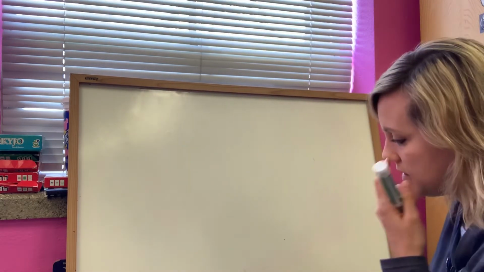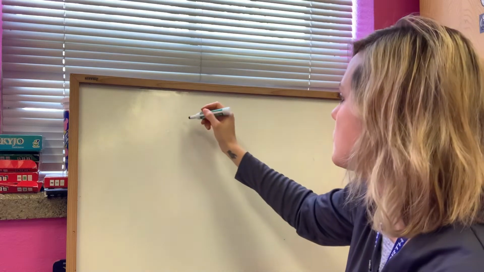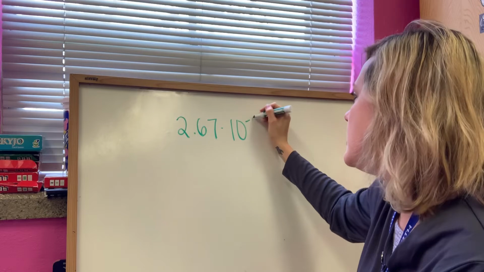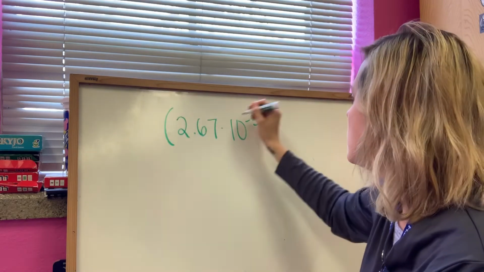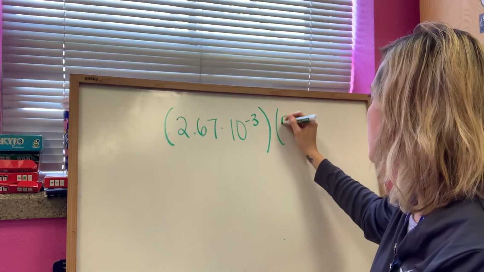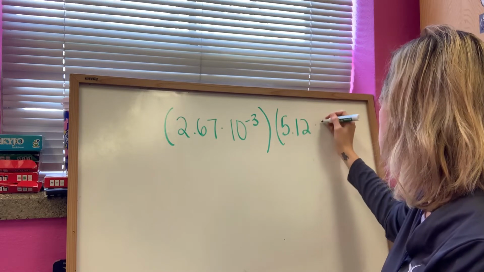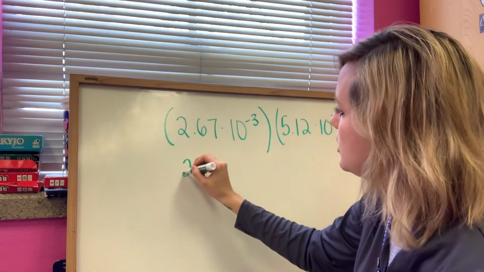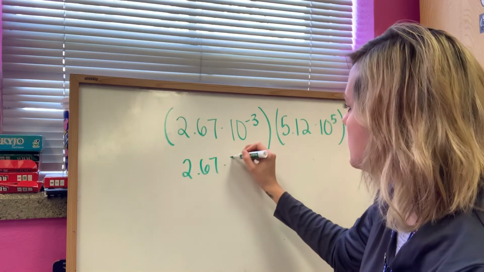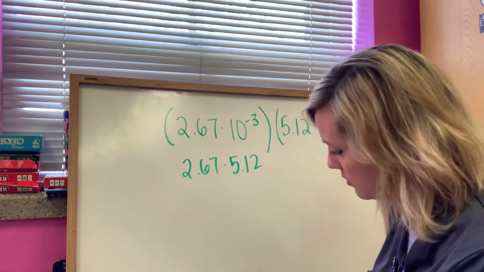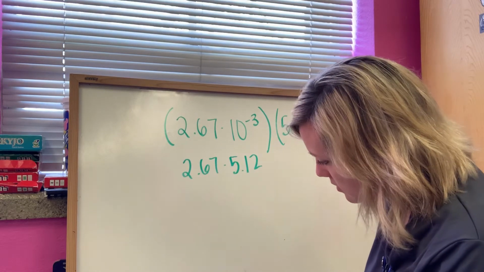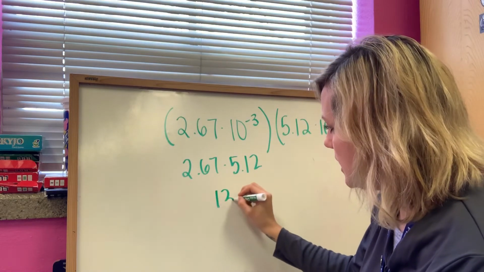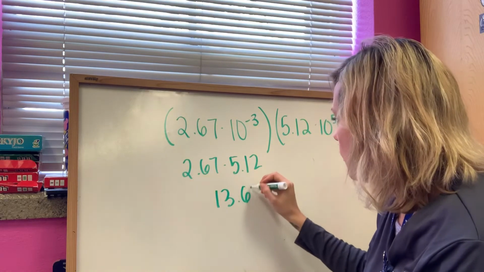Okay, let's try some more, but instead of just giving you these nice positive exponents, I'm going to throw in some negatives. So let's do 2.67 times 10 to the negative 3rd times 5.12 times 10 to the 5th. Okay, so I'm going to take my 2.67 and multiply it by my 5.12. And I got 13.6704.